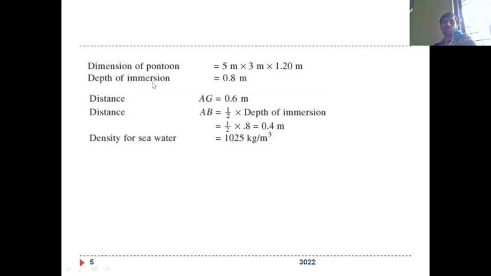The dimensions are given, the depth of immersion is given, distance AG you can calculate, distance AB you can calculate again as 0.4 meters, since 0.8 meter is inside water. The density of seawater is given. So these are the given data from the problem. The first step is to write down the given data and draw the schematic diagram if not given. That is the first step.